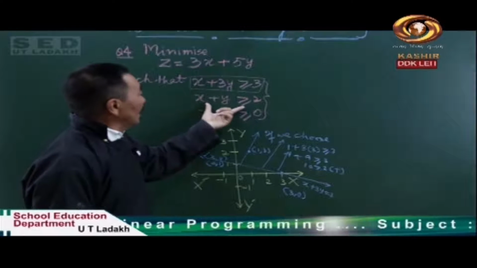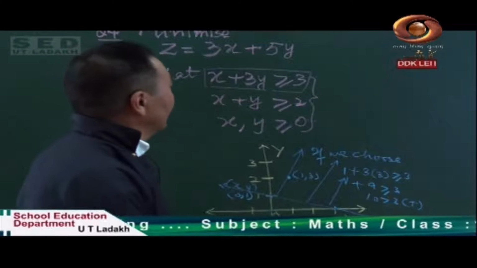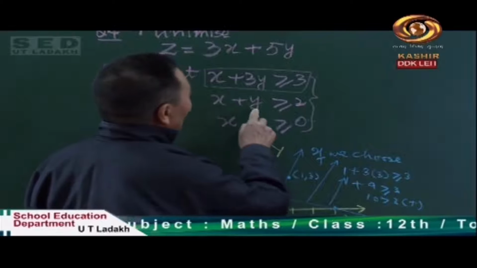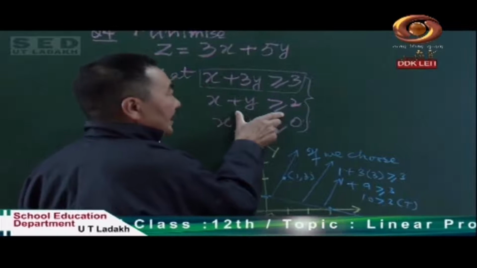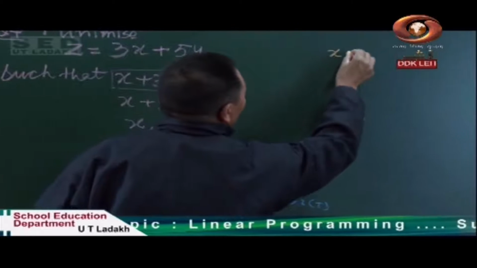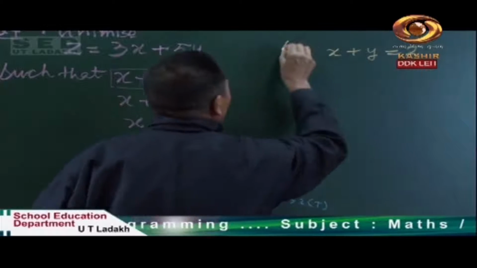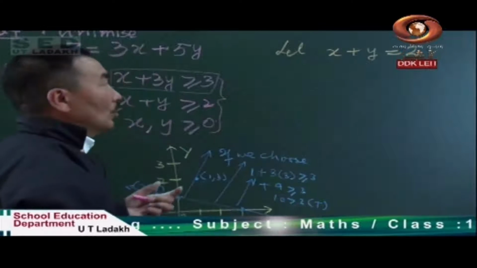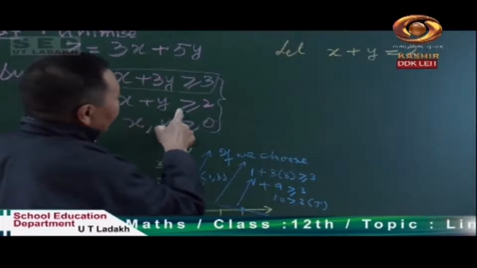So next I would like to find out the coordinates of this inequality, x plus y is greater than or equal to 2. First of all, we transform this inequality into an equation. That will be x plus y is equal to 2. So I have taken x plus y is equal to 2.